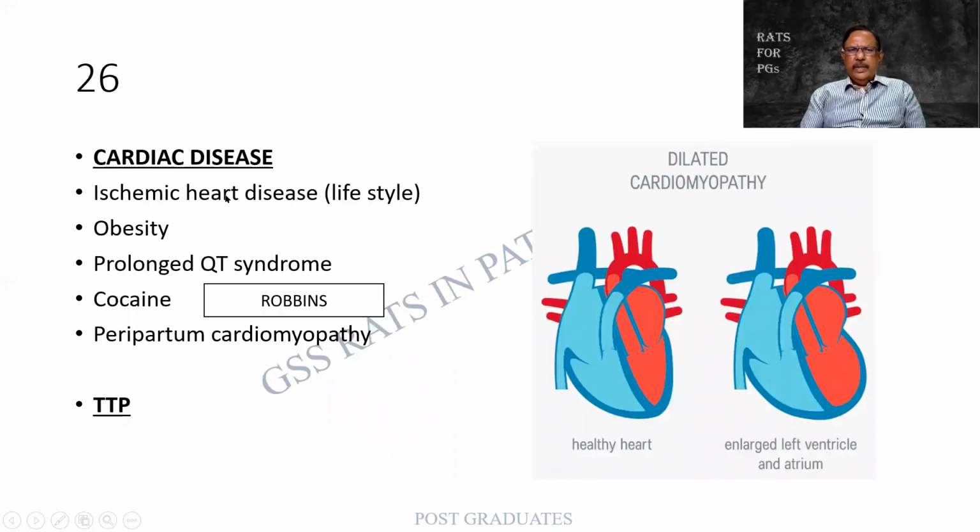Cardiac disease: ischemic heart disease due to lifestyle, obesity, prolonged QT interval, cocaine, and peripartum cardiomyopathy. All these are there. Robbins is one of the sources for the list that is given over here. And this is the dilated cardiomyopathy, wherein I am finding a distended left ventricle and left atrium. Thrombotic thrombocytopenic purpura can be another indirect cause of death.